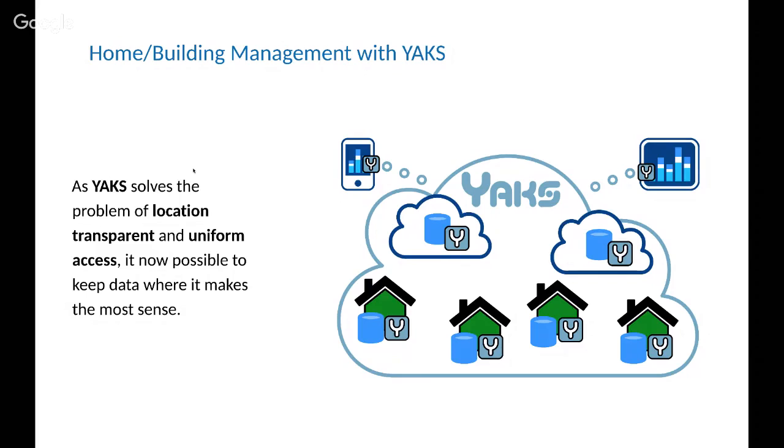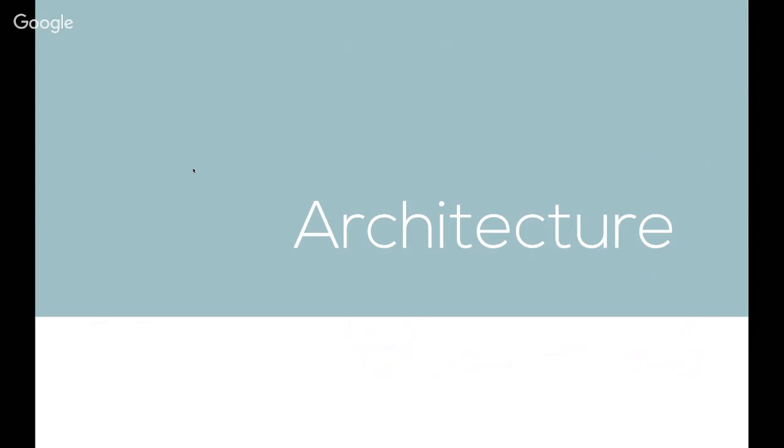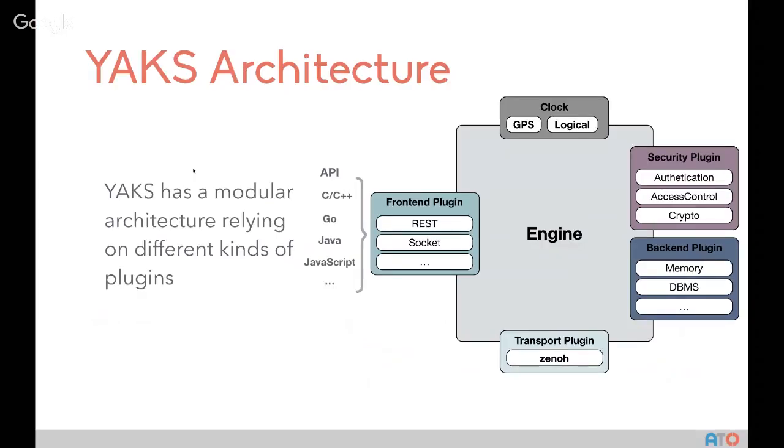So how can YAKS solve these issues with a build management system? Well, you can deploy a YAKS system everywhere in your house, on your things, in the cloud, of course, and then have a YAKS application remotely connected to the system and getting data in a location transparent way and in a uniform access. So let's see how this works, and especially what is the architecture of YAKS at this stage.